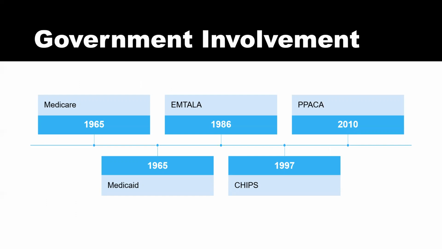So to reconcile this, Medicare and Medicaid entered the stage in the 1960s. Medicare provided health coverage for elderly citizens 65 years and older, and Medicaid provided health coverage for impoverished citizens who made only a certain percentage of the federal poverty line.